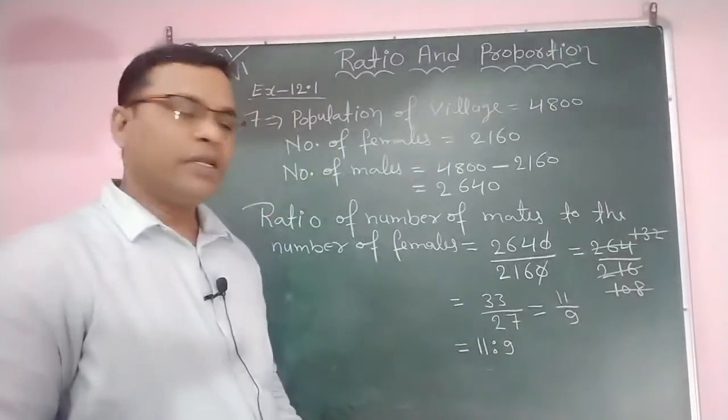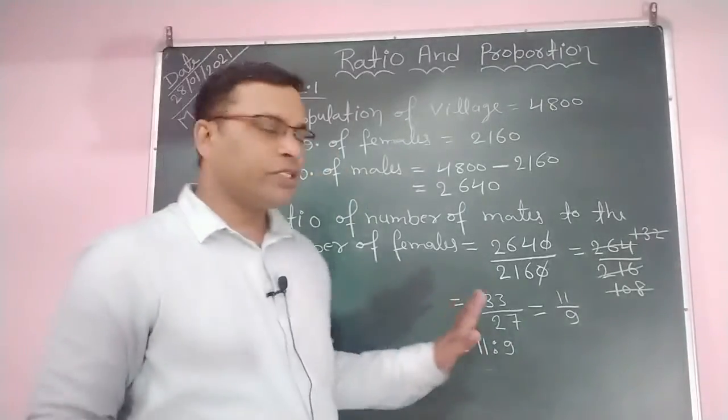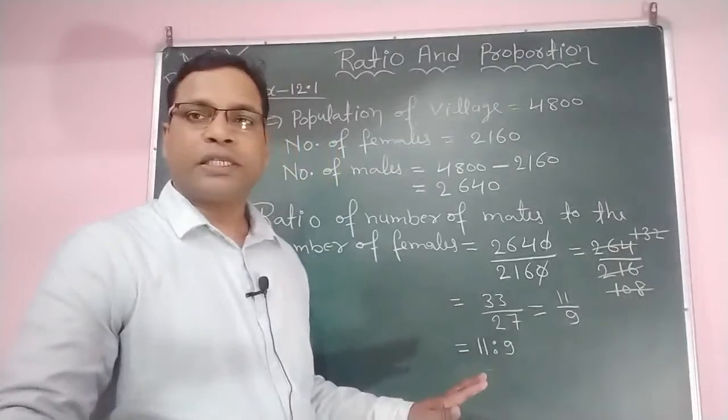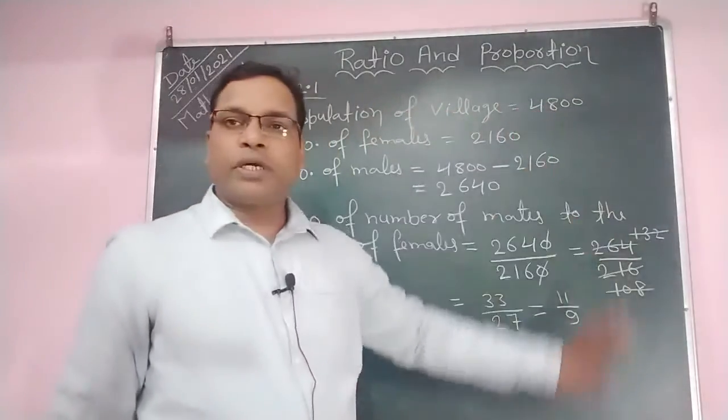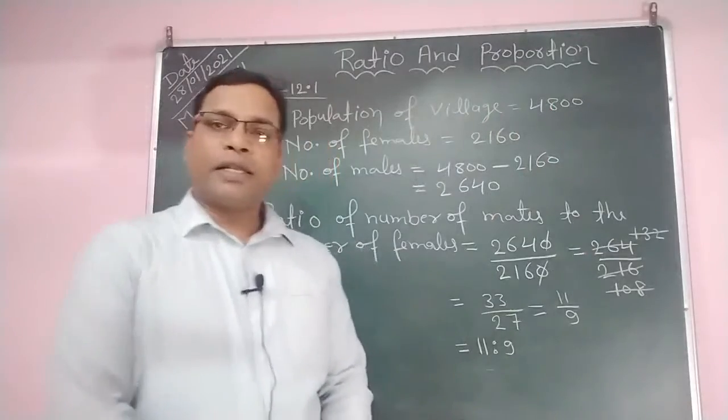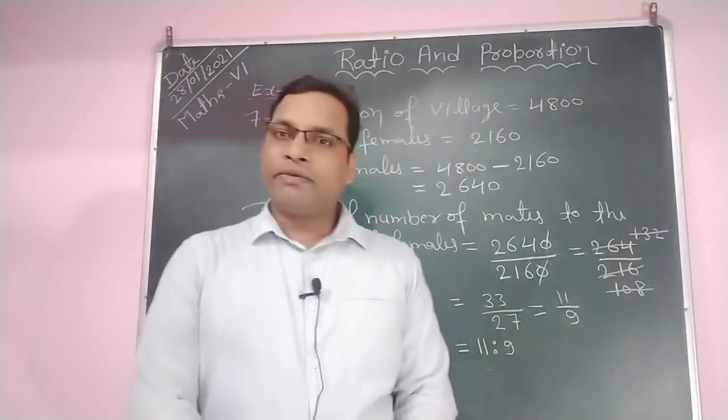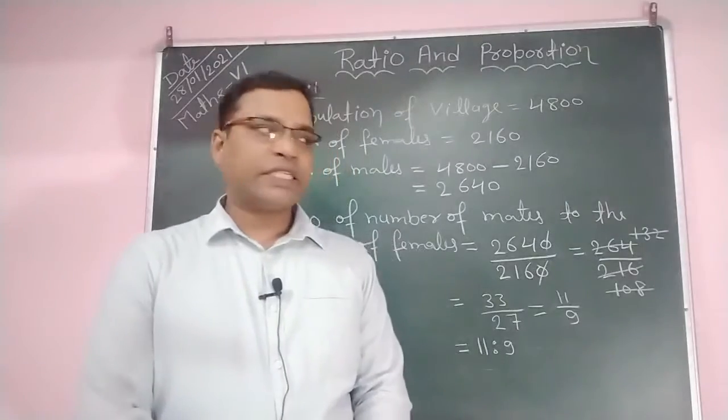This is clear? So students, I hope all of you understood this question. In this question, it is given that the population of the village is 4,800 and the number of females in the village is 2,160.